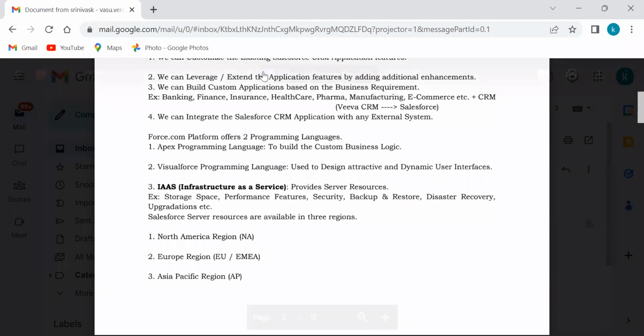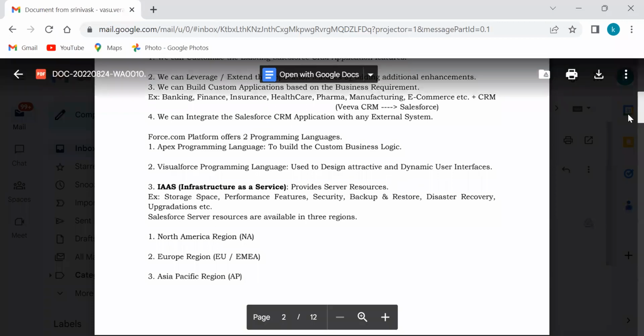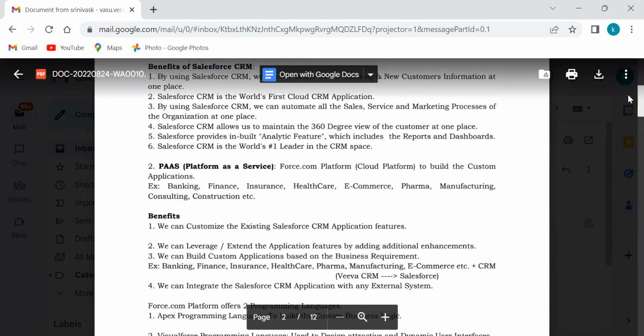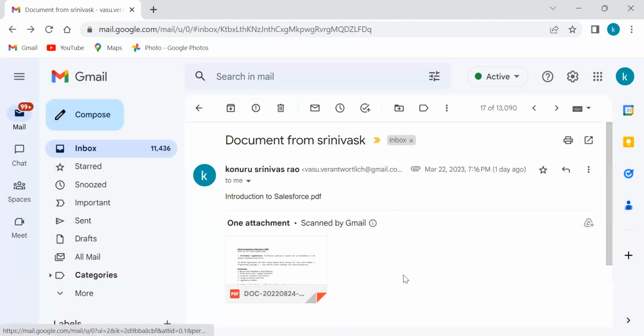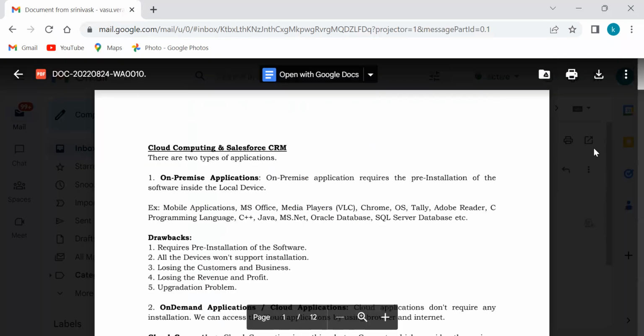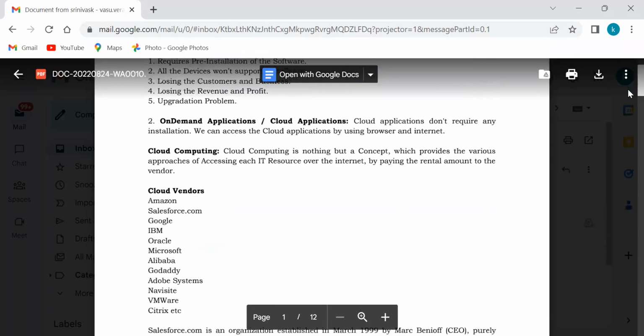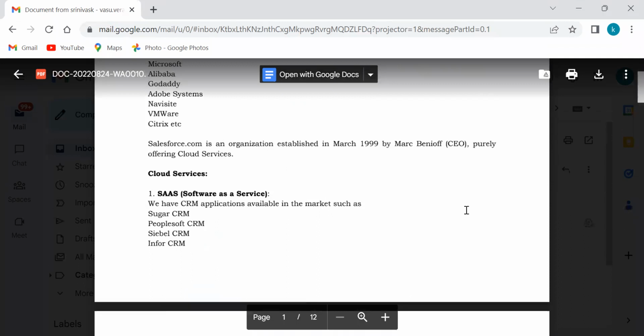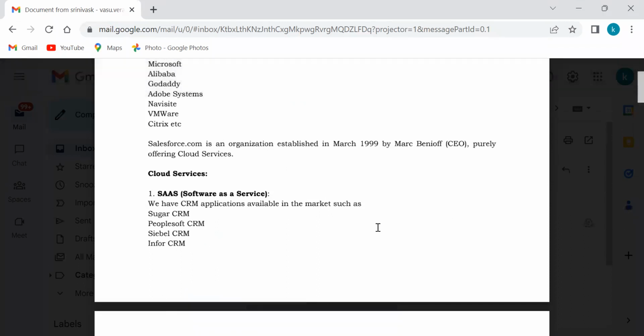Software as a service, platform as a service, and infrastructure as a service. Let us see in detail about each of these cloud services. The first one is software as a service. What is this software as a service? What exactly is Salesforce providing for us as part of it?